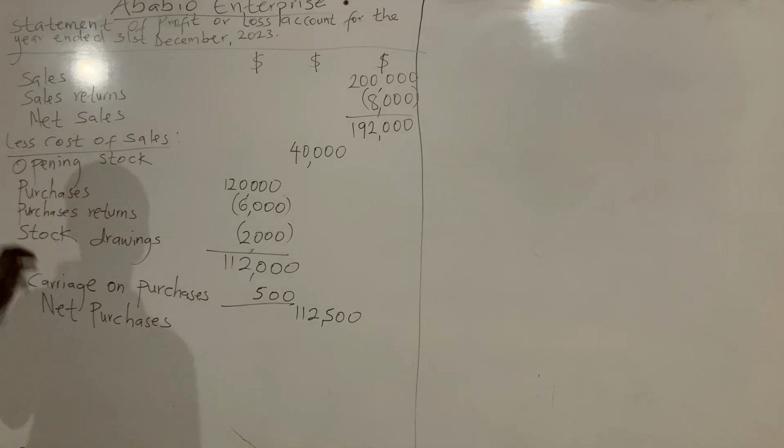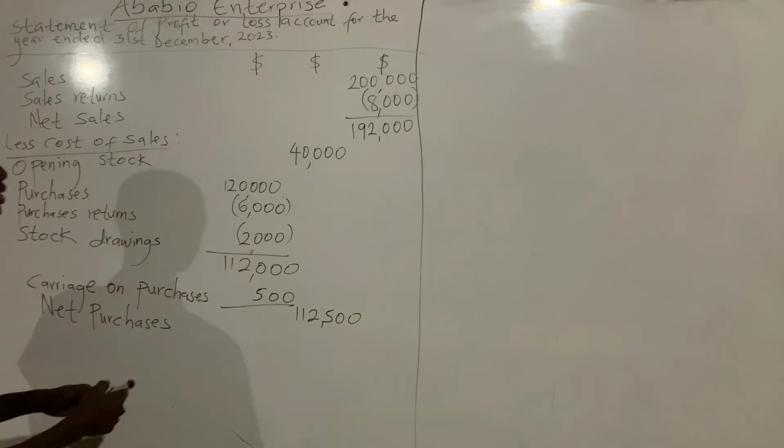If your question has no purchases returns but stock drawings and carriage on purchases, then it means that your net purchases will be ascertained after you subtracted the stock drawings and then adding your carriage on purchases. Also, if your question has no stock drawings as well as purchases returns but has carriage on purchases, then the net purchases will be ascertained by adding the carriage on purchases to the purchases figure.